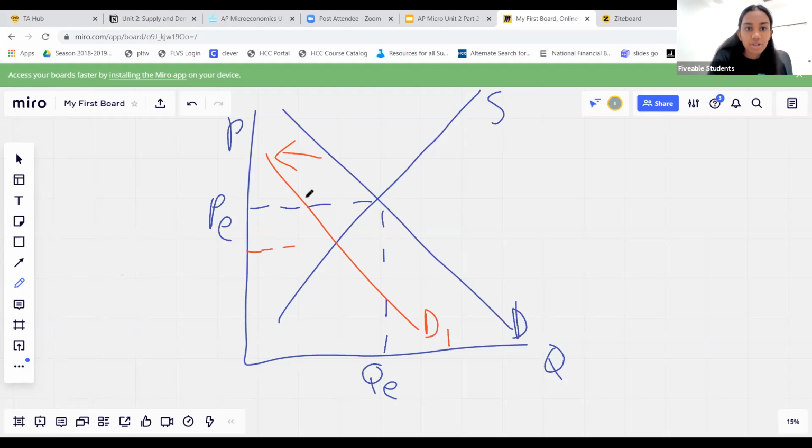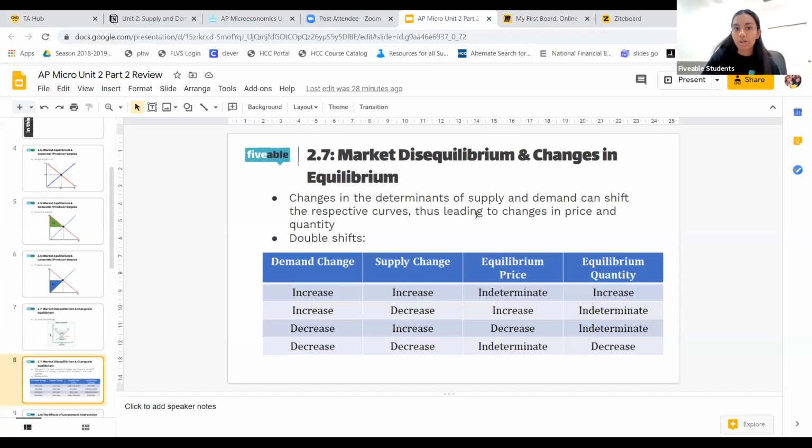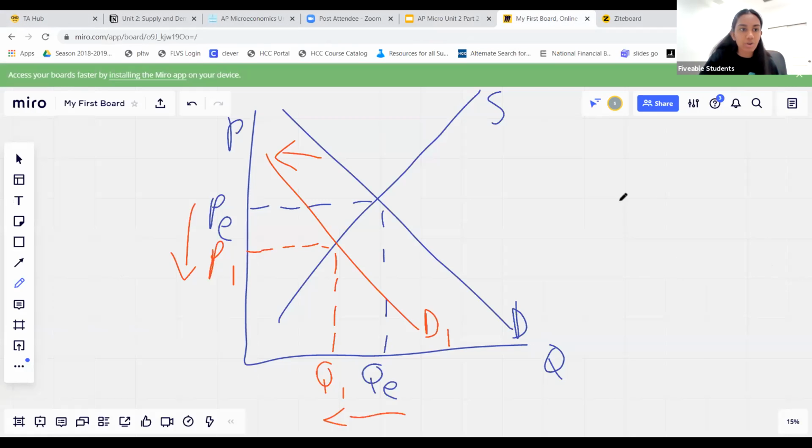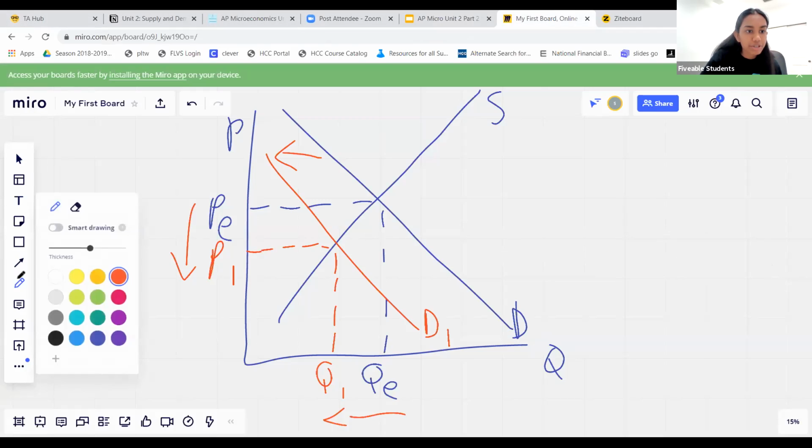And our new equilibrium price and quantity would be down here at P1 and Q1. So our price is decreasing and our quantity is decreasing. So that shows the example of how shifts in the supply and demand curves lead to changes in equilibrium price and quantity. And just because, let's also do an example of supply shifting.